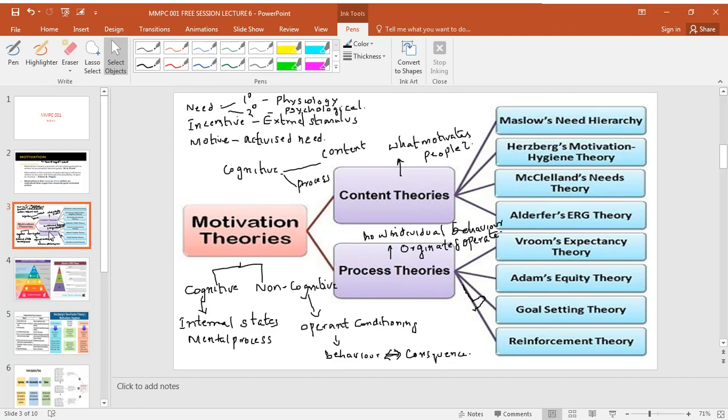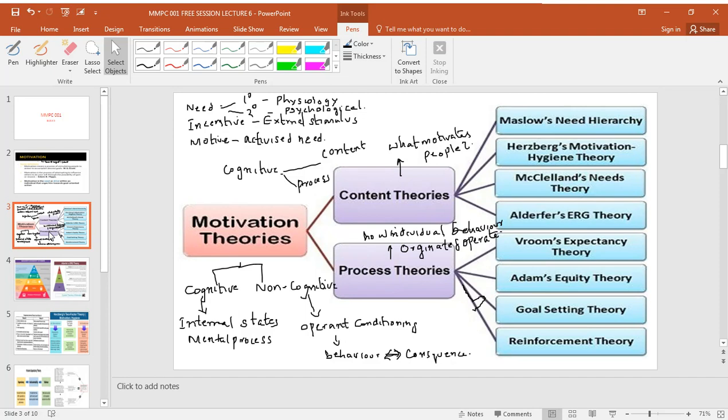Okay. So let's move to the theories. When we come to the motivational theories, there are two types. One is the cognitive theory and the second one is the non-cognitive theory. What do you mean by cognitive theories? Cognitive theories are mainly concerned with the internal state and mental process. So it is focusing on the internal state and mental process of the individual. That type of theory is known as cognitive models, right? So cognitive models are of two types, that is content theories and process theories, right?